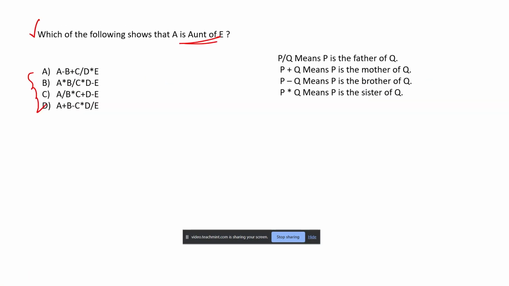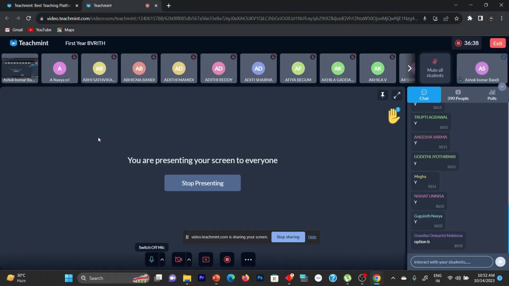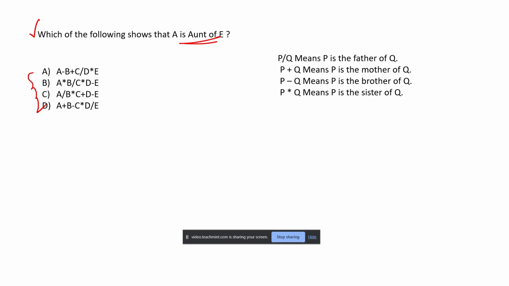Now you have to solve this problem in the same way, and the symbols are like this: p by q, p plus q, everything is there. You have to compare them with the original problem and give me the final answer. Which of the following options shows A is the aunt of E? Try to solve it and give me the answer. I will just turn off my mic.